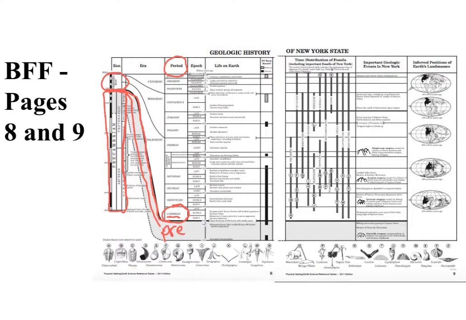And basically that's all of this information here between these two red lines that I've drawn in the BFF. All of this information here squishes into that Phanerozoic eon. So we know a lot about what has happened since about 540 million years ago, but we don't know a whole lot prior to that.